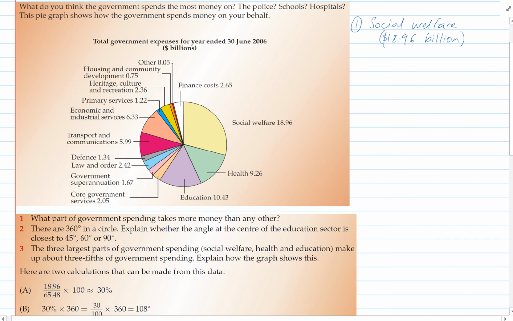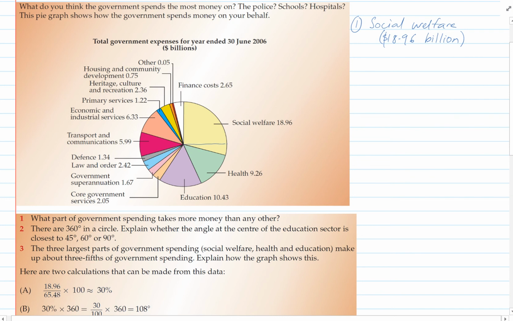Okay, and the next question says there are 360 degrees in a circle. Explain whether the angle at the centre of the education sector is closest to 45, 60 or 90. So if we look at education, that accounts for 10 billion of the total. But if we look at this angle here, well, it's definitely not 90 because 90 is a right angle, and so we can rule out 90 straight away. If we're looking at 45, well, 45 is half of 90.